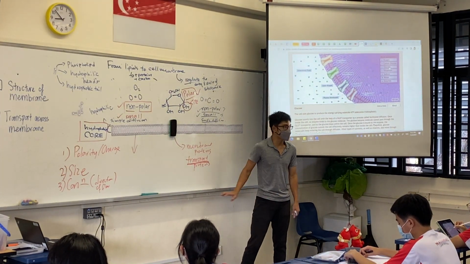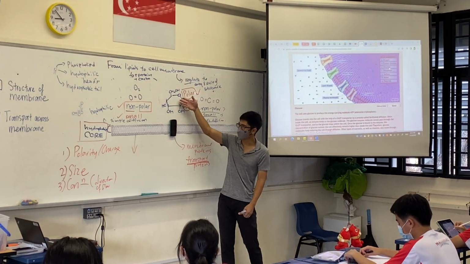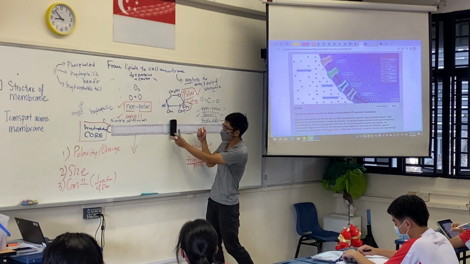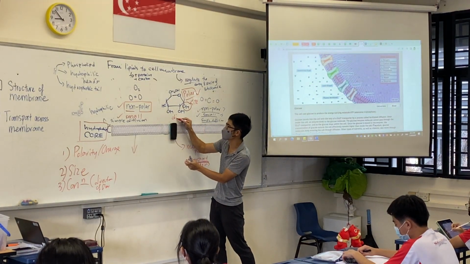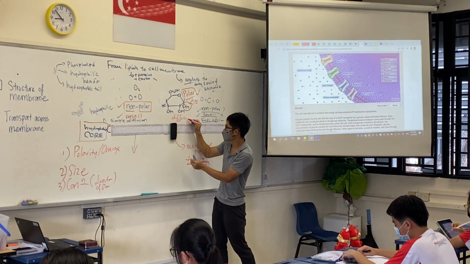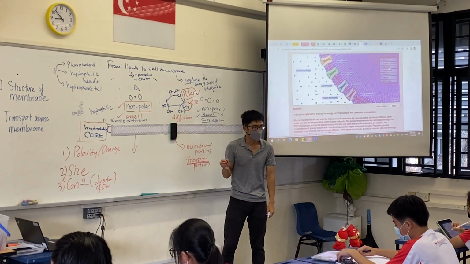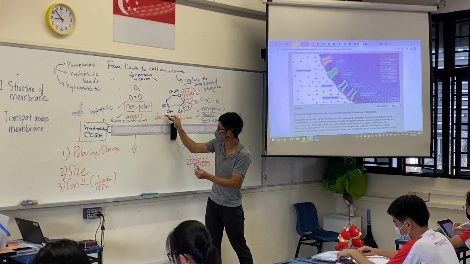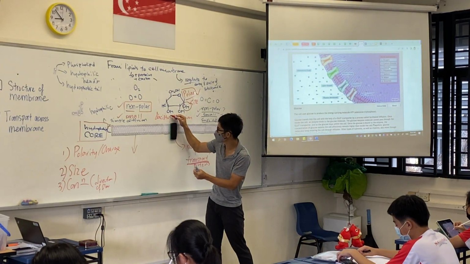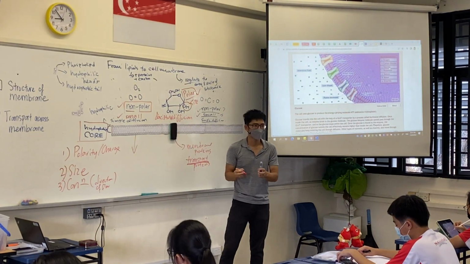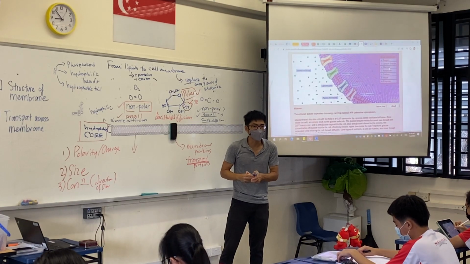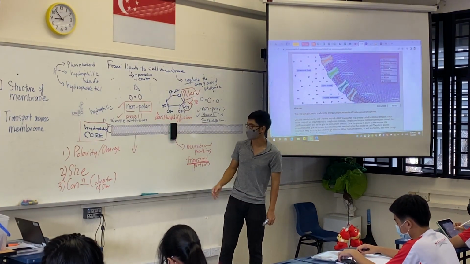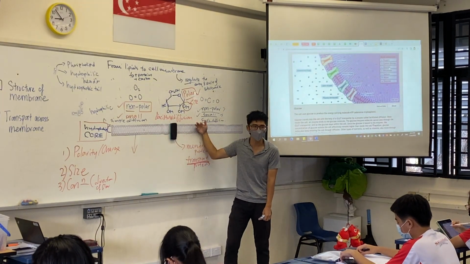If a transport protein is required for the molecule to pass through, we don't call it diffusion anymore. We add one more word in front. The word is facilitated diffusion. This diffusion needs help. It needs to be facilitated. That's why it's called facilitated diffusion.